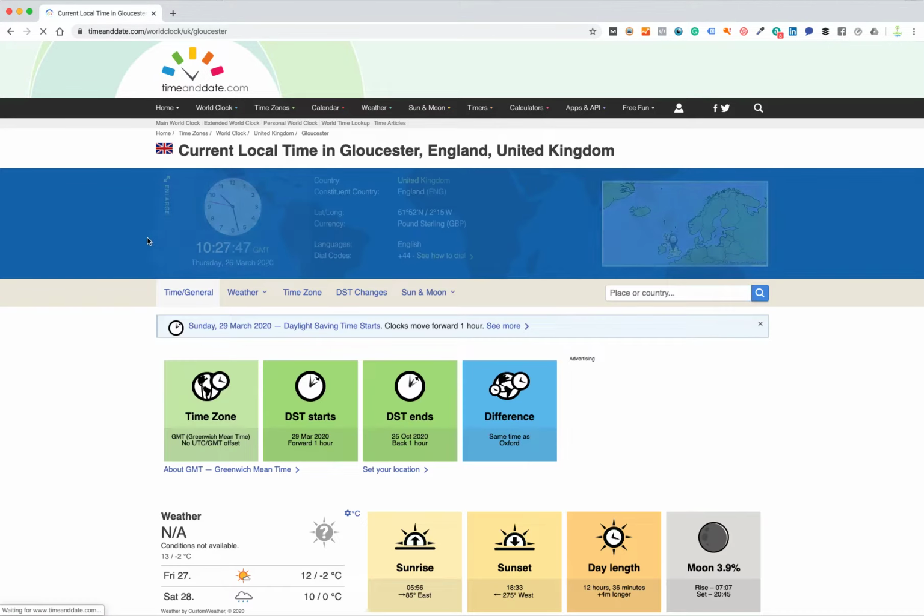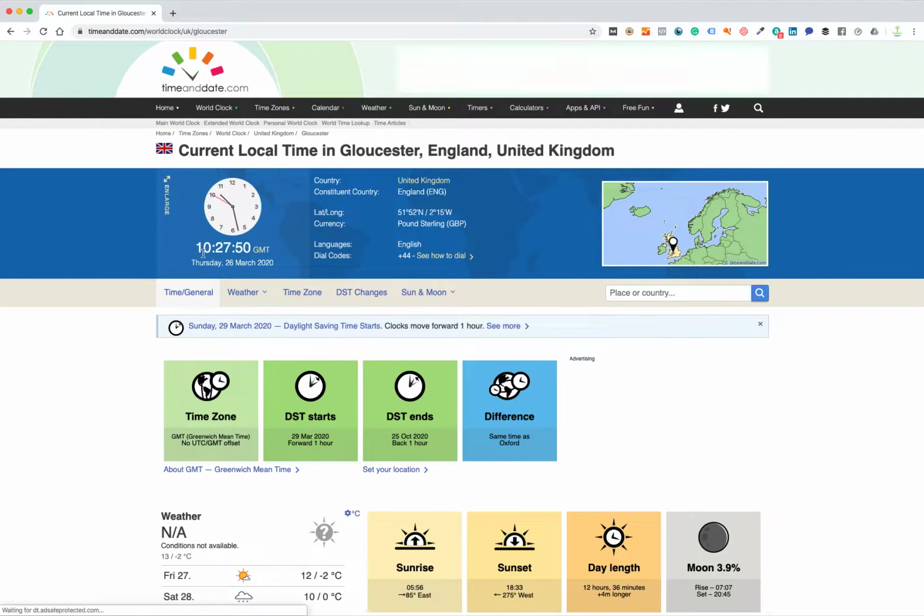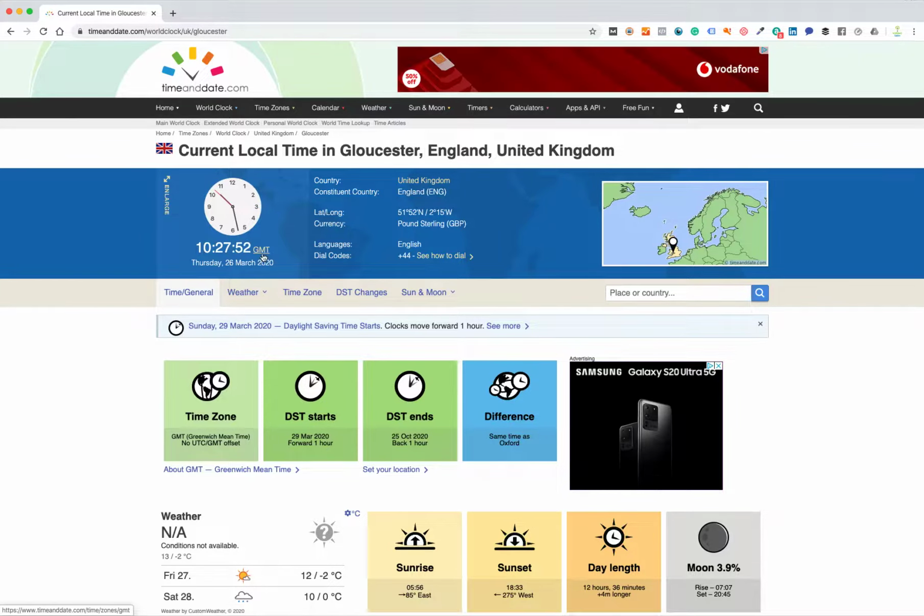So I'm in Gloucester in the UK. So at the moment, here we go. So it's just going up to 10:28 a.m. Greenwich Mean Time. Clocks are about to change. That becomes relevant and I'll explain why.